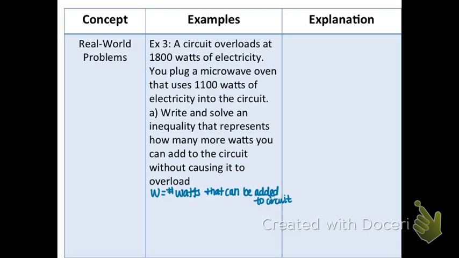Circuit's always one of those words that I just misspell all the time. I spell it with a C-U-R. I don't even know if I spelled it right there.